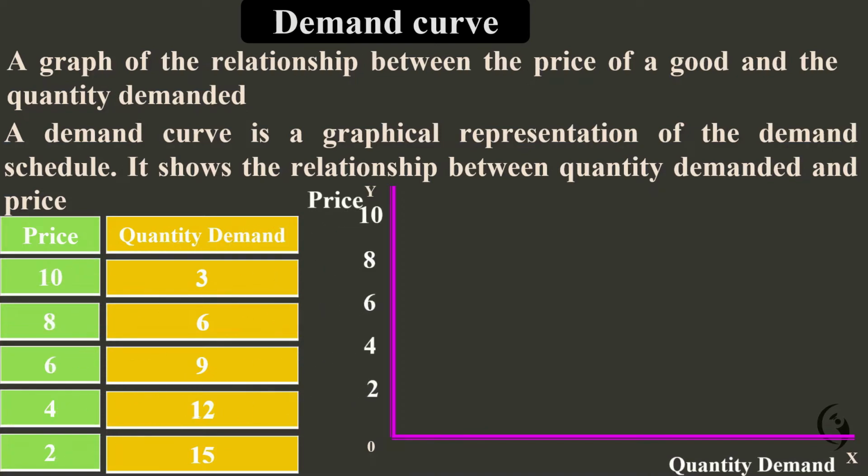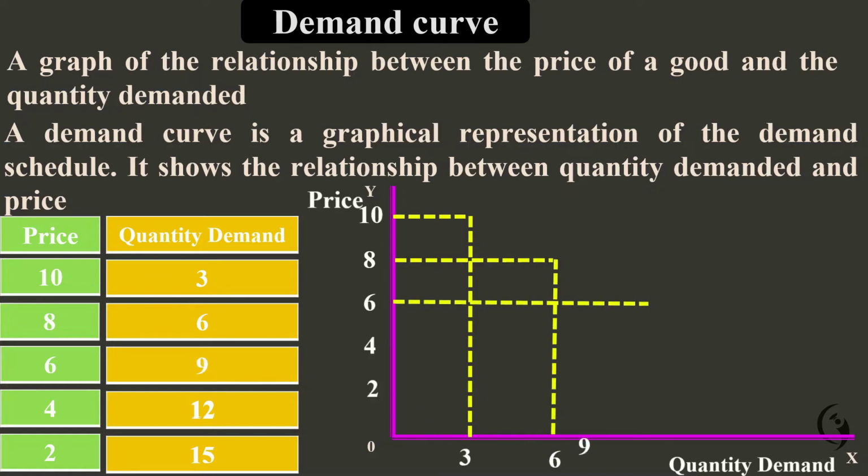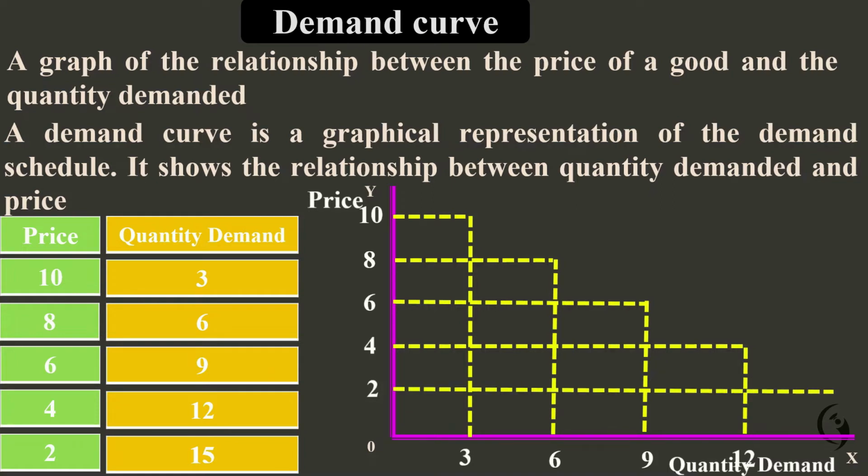On the y-axis we start from the bottom up to 10. Here we are going to show the various quantities demanded at the corresponding price levels. At the price of 10, the quantity demanded was 3. If the price is 8, the quantity demanded is 6. At the price of 6, the quantity demanded is 9. When the price is 4, the quantity demanded is 12. When the price is 2, the quantity demanded is 15.